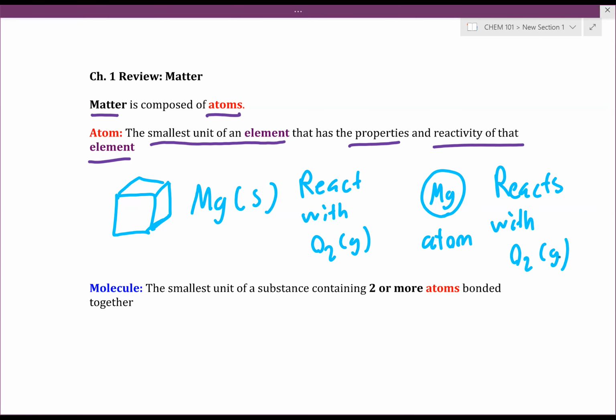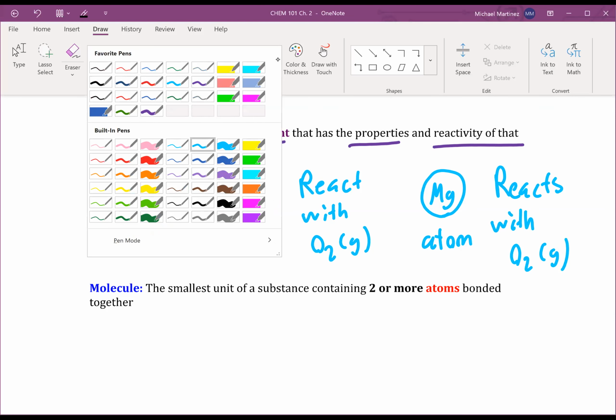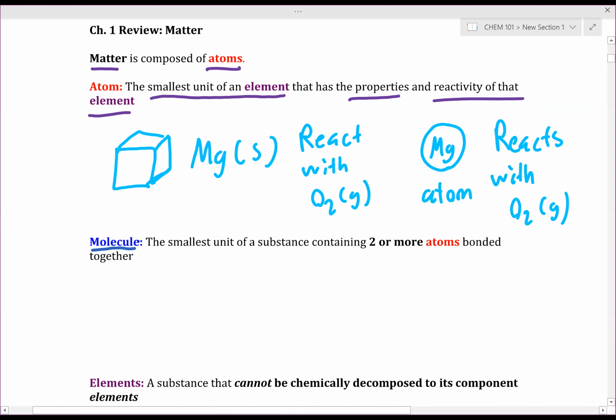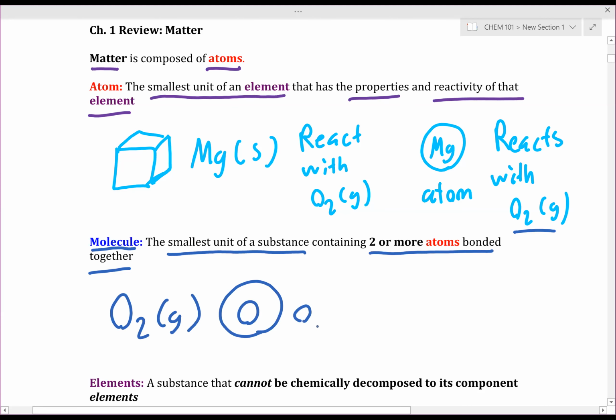Now, just like atoms, we can string together these atoms to form higher order and more complicated substances, in this case, molecules. So what is a molecule? Molecules are the smallest unit of a substance containing 2 or more atoms bonded together. So a classic example of a molecule, we've actually already brought one up, would be oxygen gas. So in O2 gas, looking at the chemical formula, this 2 tells us we have how many oxygen atoms? 2.